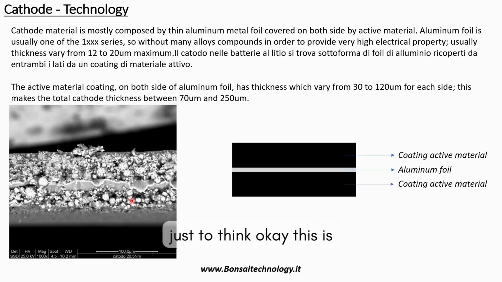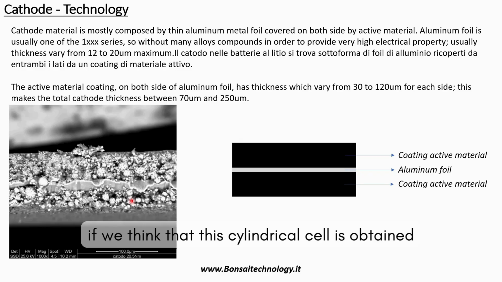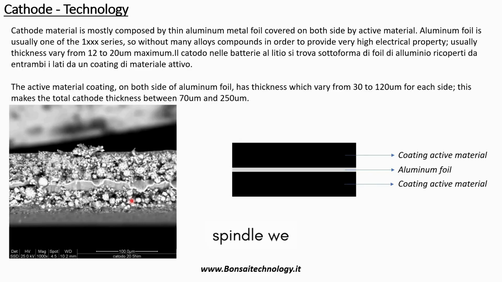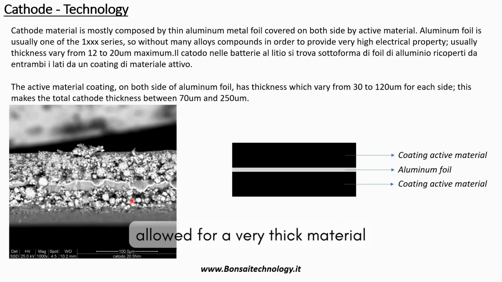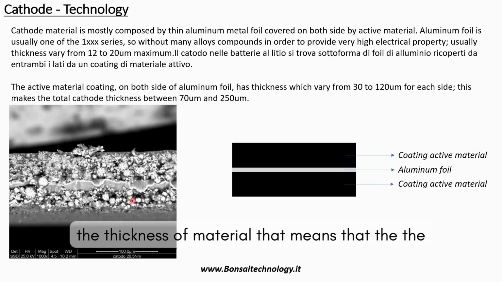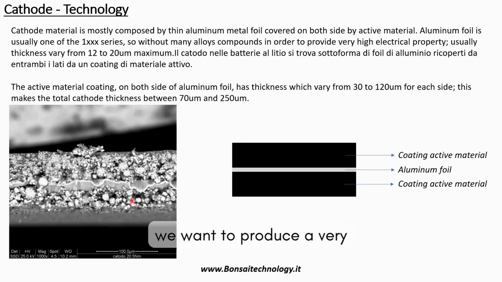Okay, this is a cylindrical cell. If we think that this cylindrical cell is obtained by winding the element all around the spindle, we see that a very thick cathode or anode could be a problem, because the maximum curvature radius that is allowed for a very thick material increases with the thickness of the material. That means that if we want to produce a very small battery cell, we cannot use very thick electrodes.